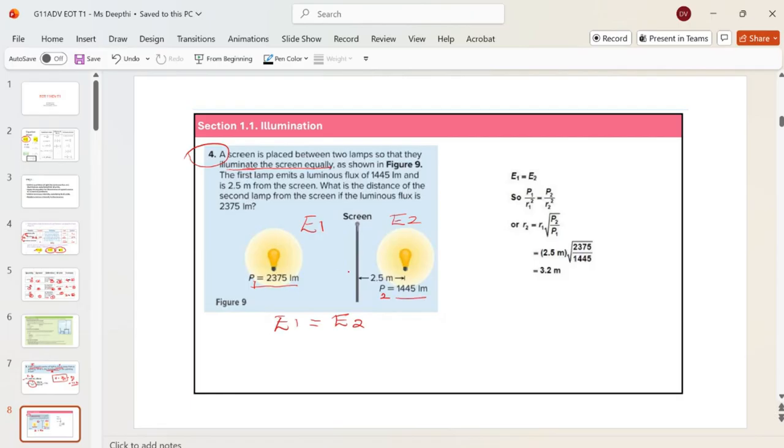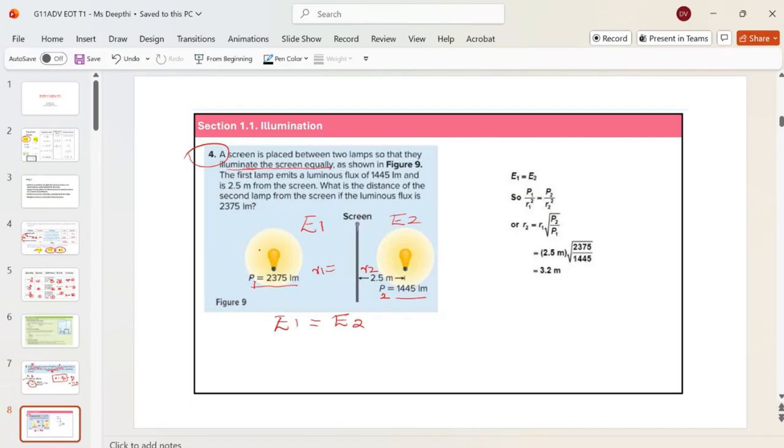So look at P2. Now, for the second bulb, the R2 is given in meter, but for the first bulb, the R1, the distance is not given, right? So the question is, what is the distance of the second lamp from the screen if the luminous flux is 2375 lumen?